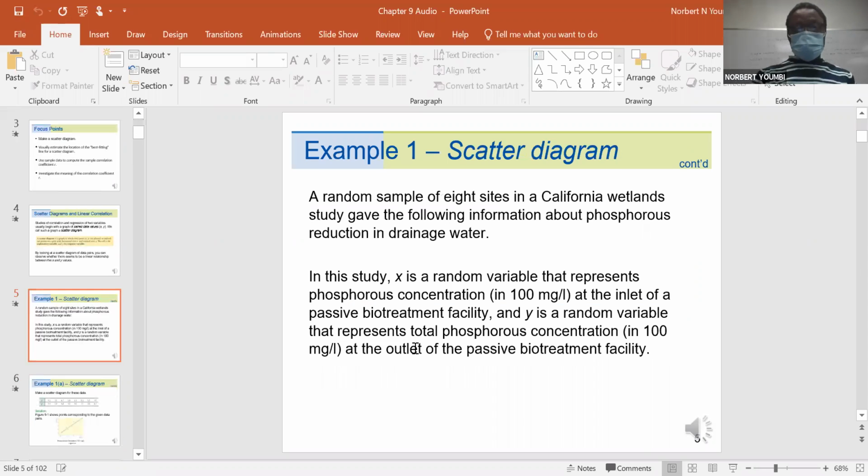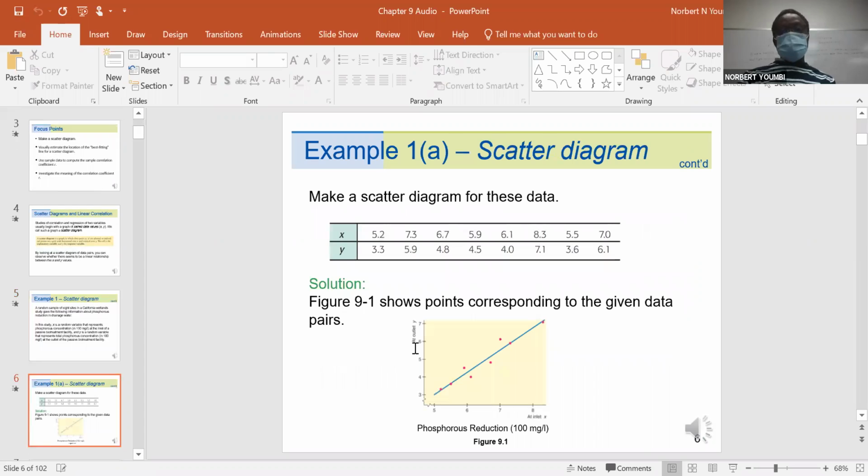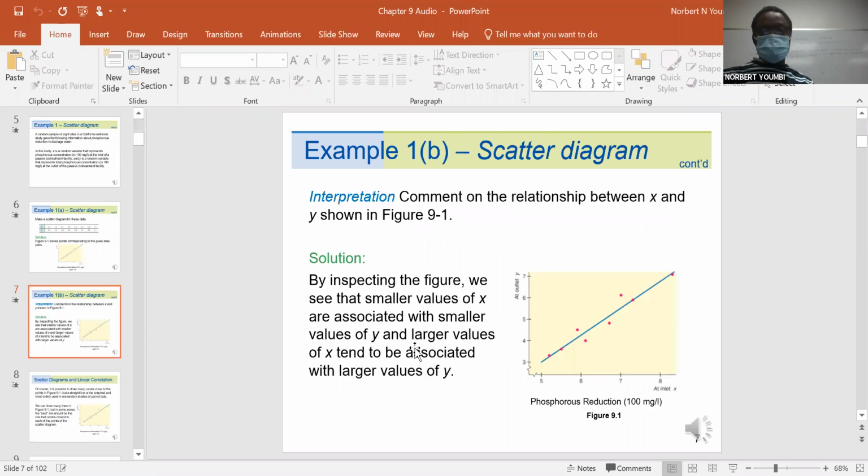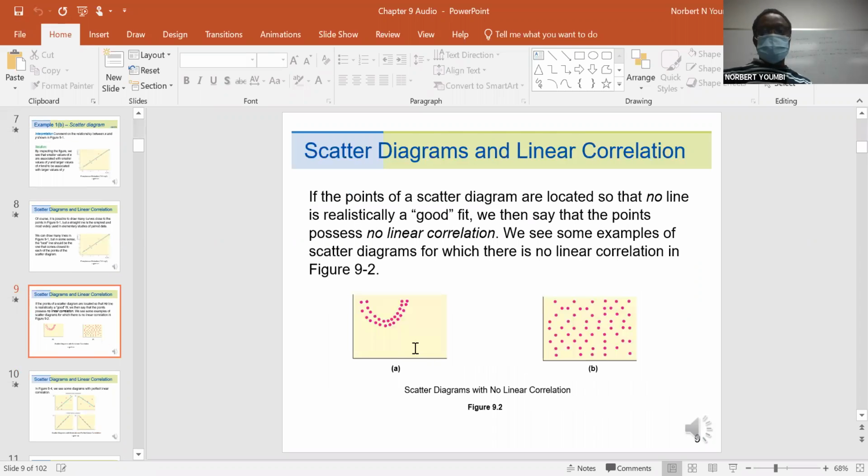We are going to do an example later, but this is an example of a scatter diagram. Let me show you another one. These are examples of scatter diagrams. In this scatter diagram here, there is a relation, but it is not linear. In this one, there is no relation.